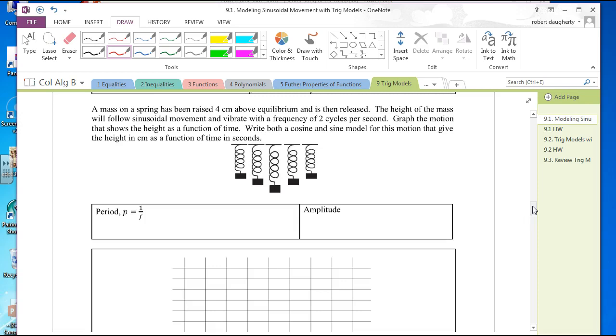Yeah, the frequency is 2 cycles per second. Okay, what's the relationship between the period and the frequency? So if something can happen 2 times in a second, how long does it take for it to happen 1 time? If it happens twice in a second, half a second. So the period is just 1 over the frequency. So the period is 1 over 2. So the period is 1/2.